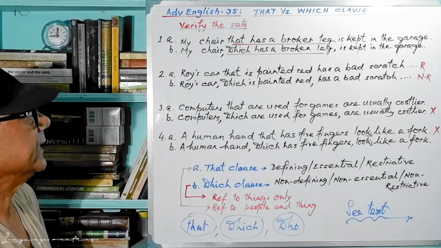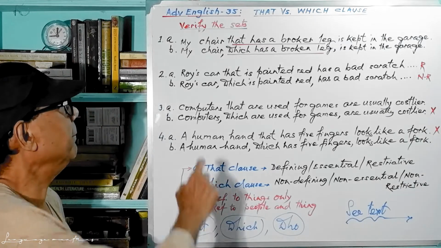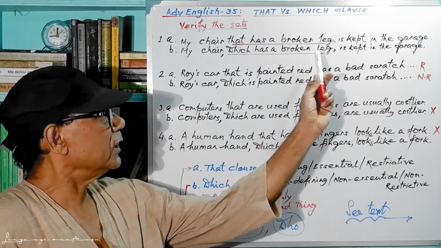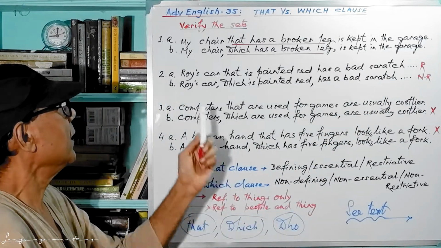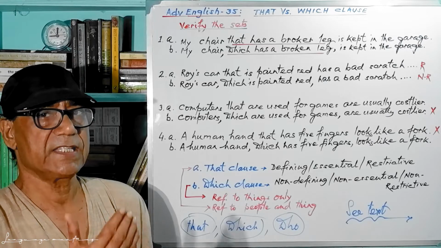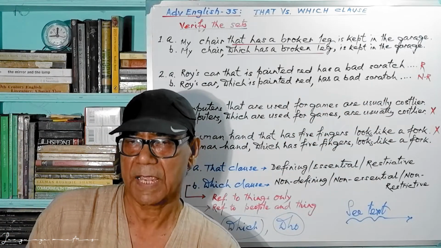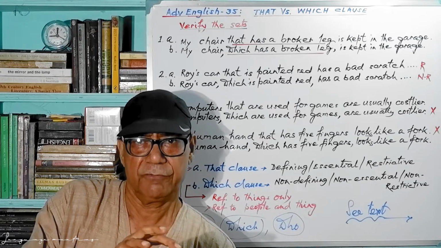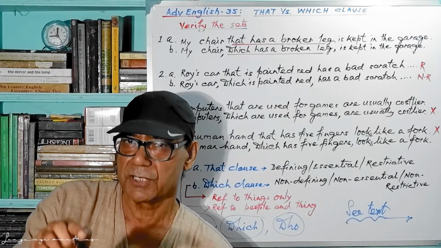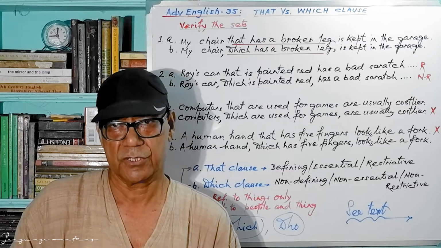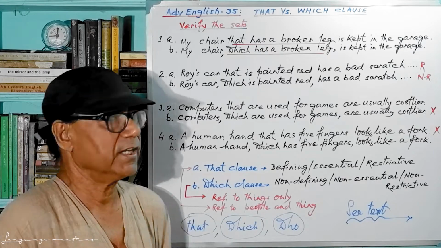My chair that has a broken leg is kept in the garage. And in the second sentence, my chair which has a broken leg is kept in the garage. Apparently, it is very difficult to see the difference between these two sentences, but the difference is there. You try to use your mind and try to see.